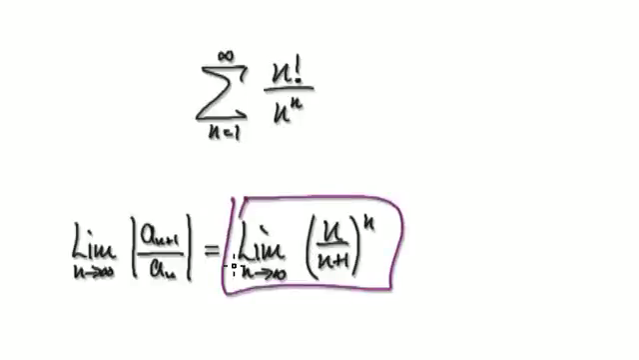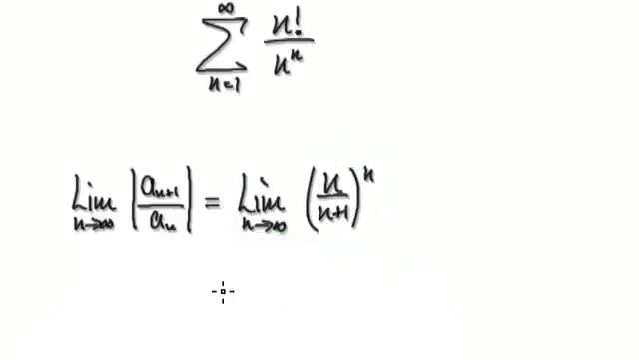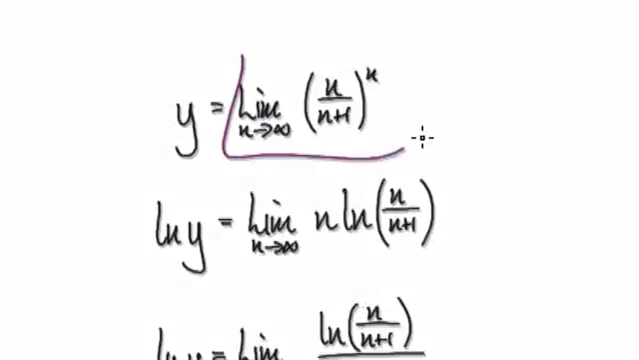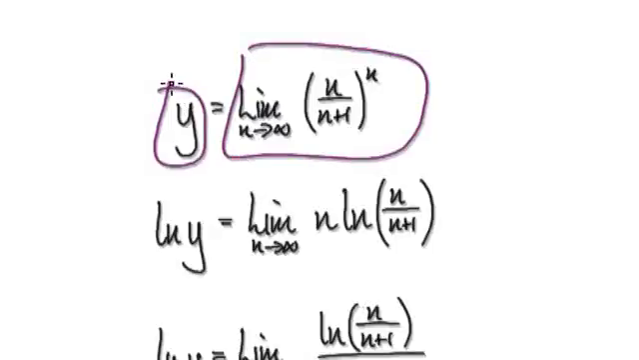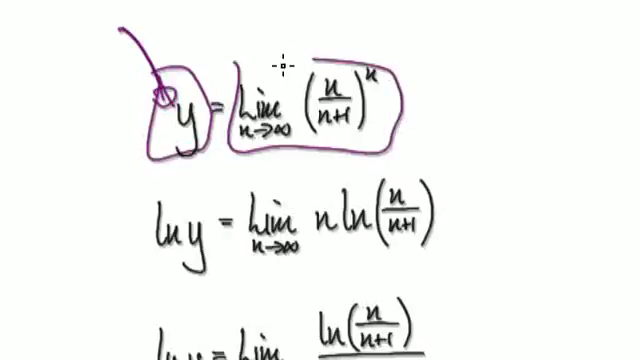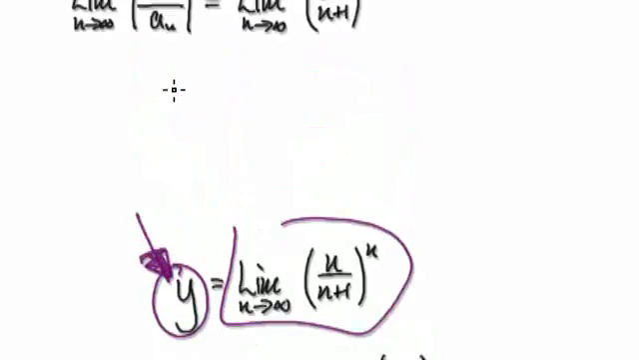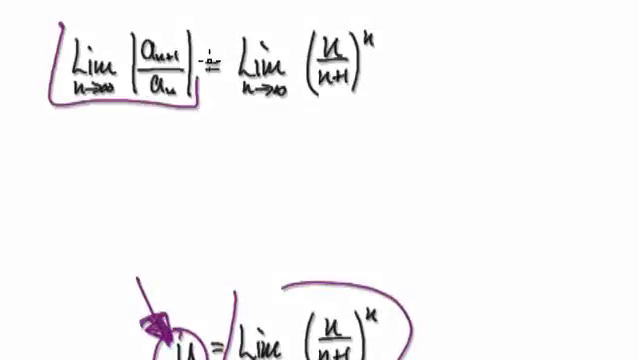So we need to evaluate this. Let's just say this thing here equals y, and it is a y that we're trying to determine. We are trying to find out the limit of this. Let's say the limit of this is y, and later on we are trying to seek y.